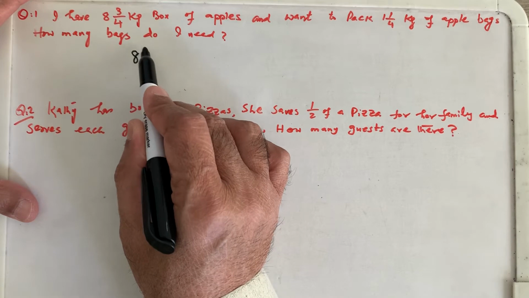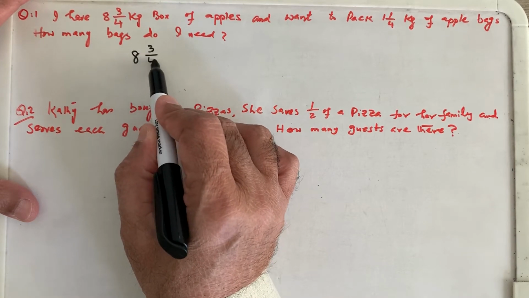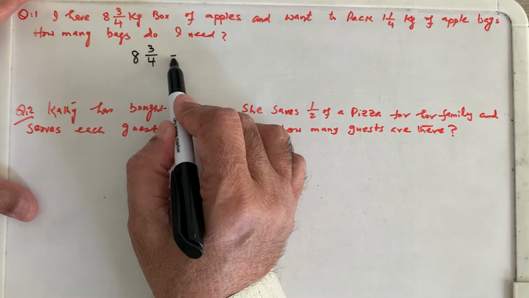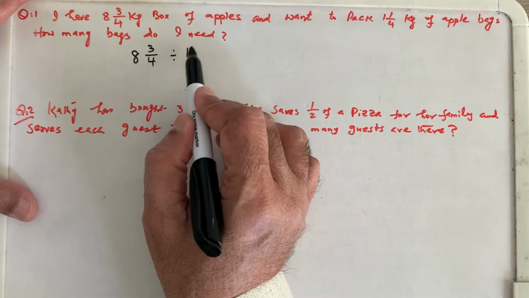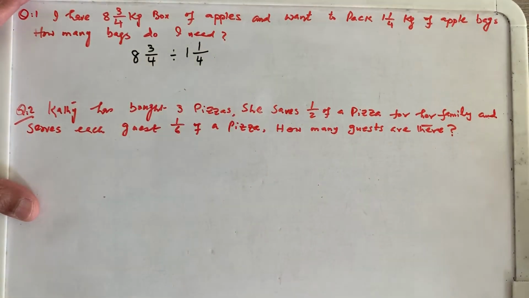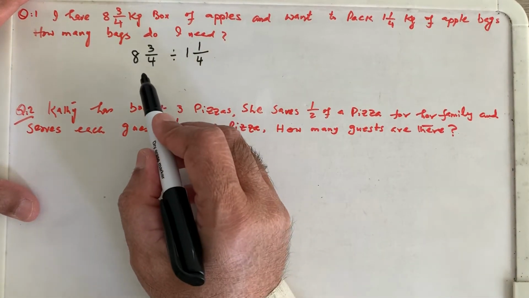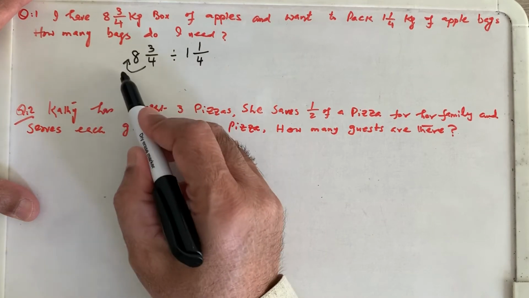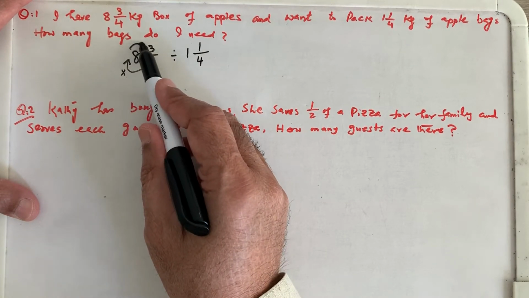Fraction division. I have 8 and 3 by 4 kg of apples, this much. And I want to make smaller packs of 1 and 1 by 4 kg. So I have to divide by 1 and 1 by 4 to get how many bags I need. So the first step is to convert this into an improper fraction, and the procedure is the same. We have to multiply and add the numerator.